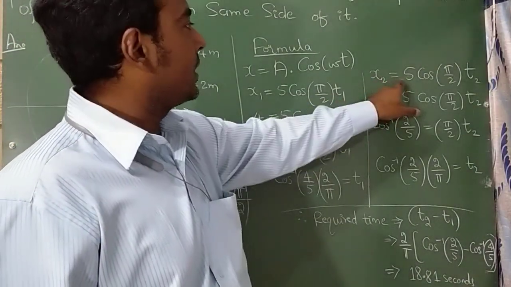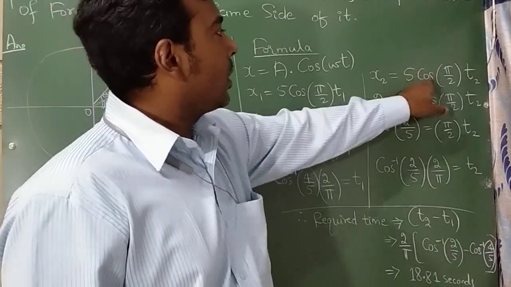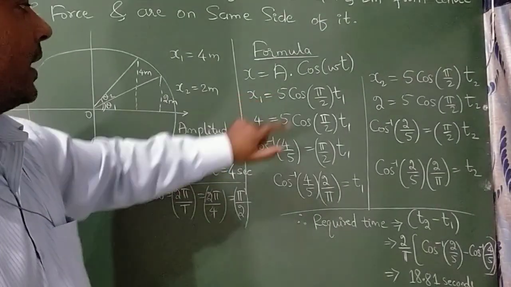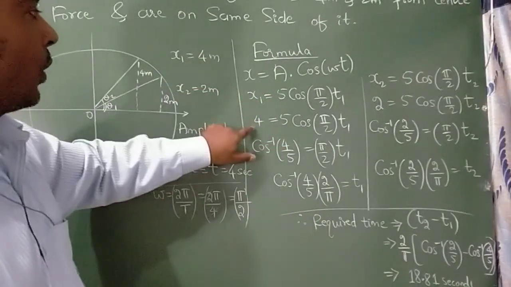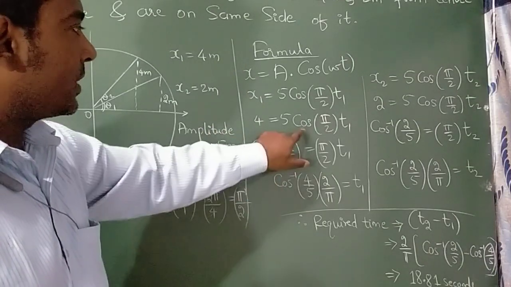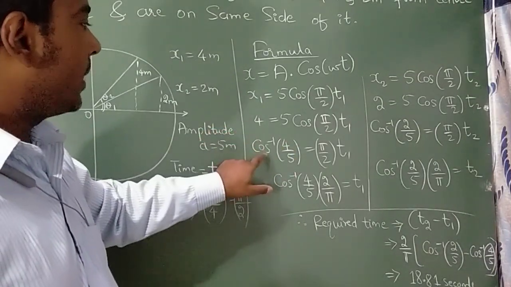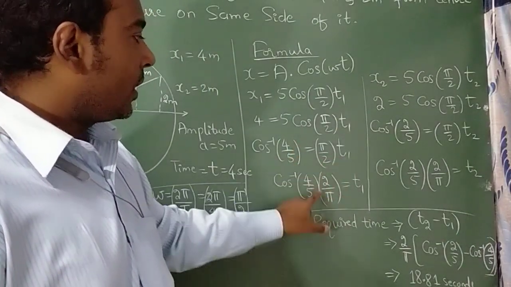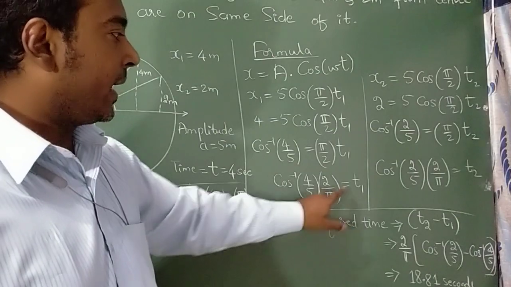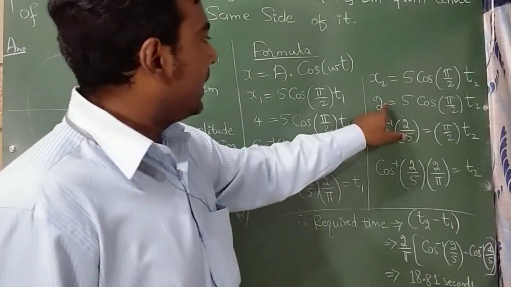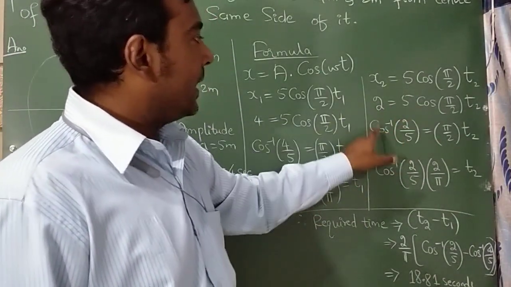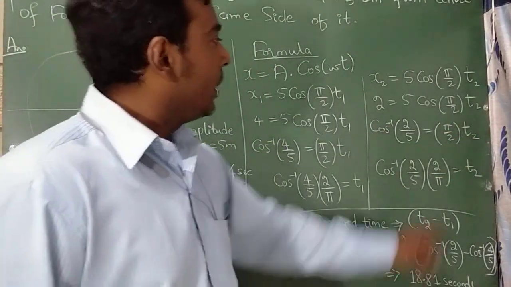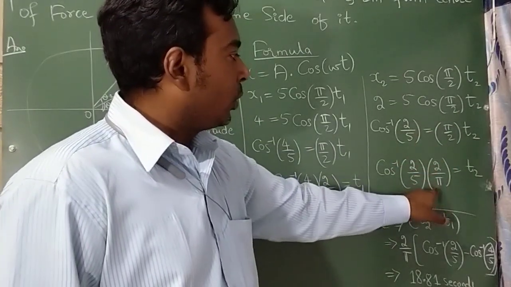So x2 is equal to a cos pi by 2 t2. A amplitude, that is 5. Fine. Now x1, here it is 4. So 4 divided by 5. This cos will come on the LHS part. So it will become cos inverse of 4 by 5 is equal to pi by 2 t1. Now when this comes on the LHS part, it will become reverse: 2 upon pi is equal to t1. Now this side, 2 divided by 5, cos comes on the LHS part, it will become cos inverse of 2 by 5 is equal to pi by 2 t2. Fine. When this comes on the LHS, it will become 2 upon pi.